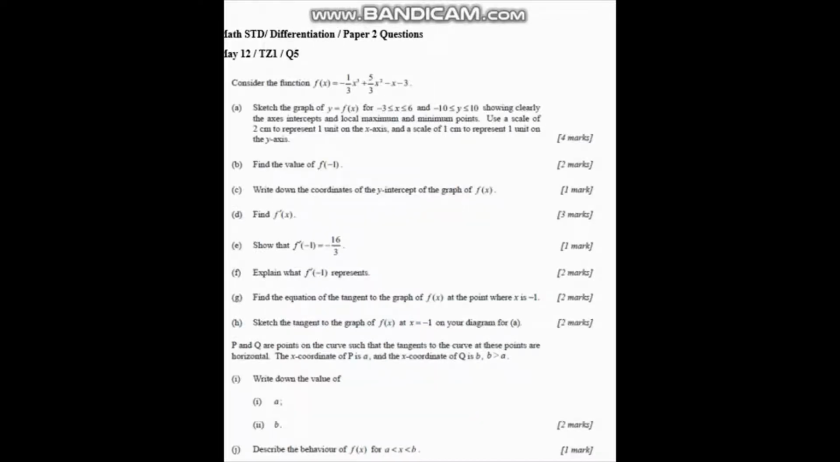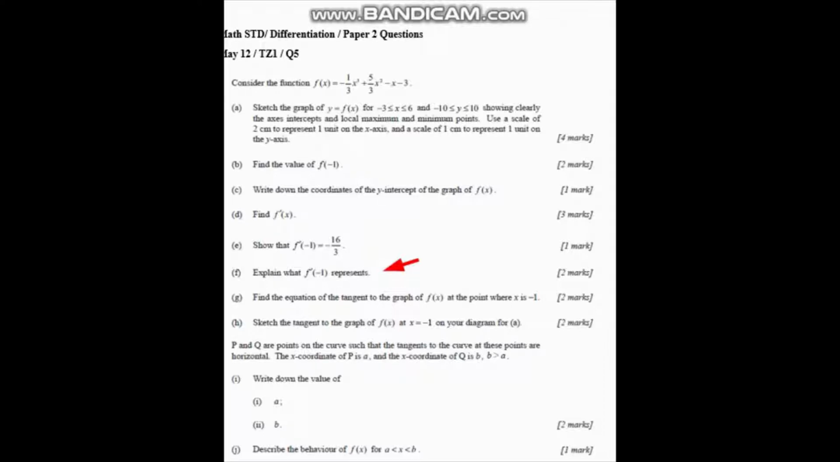You are required in F to explain what f dash of -1 represents. F dash of -1 represents the slope of the tangent line at the point x equals -1, or f dash of -1 represents the slope of the curve at x equals -1. Both of these answers work.